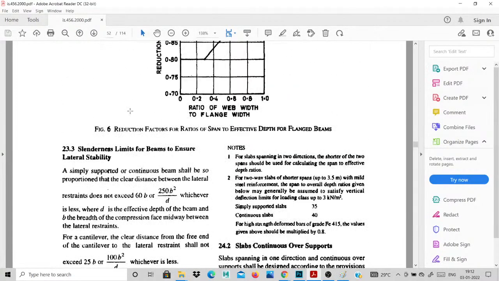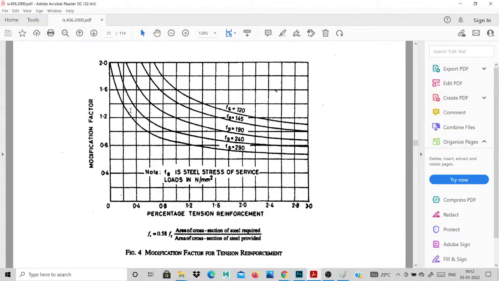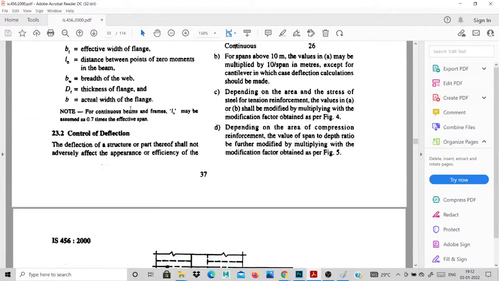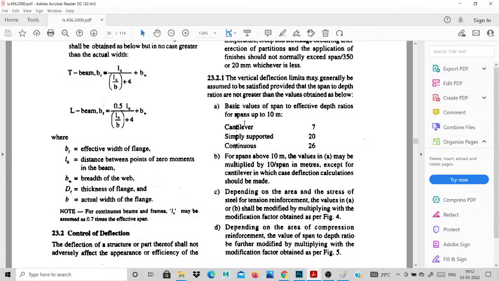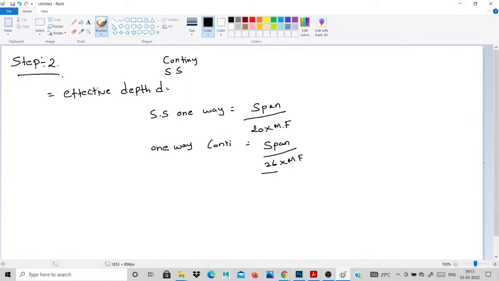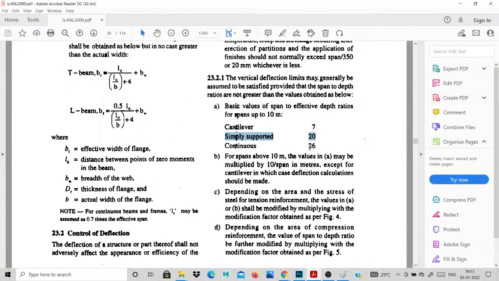You go for page number 37. This is the value for your simply supported or two-way or continuous. This is the major formula. This is my one-way simply supported, span up to 10 meters. My span by depth ratio is 20, so I simply put this 20 value. For a continuous span, I put this 26. This is the main ratio for your effective depth for one-way slabs.